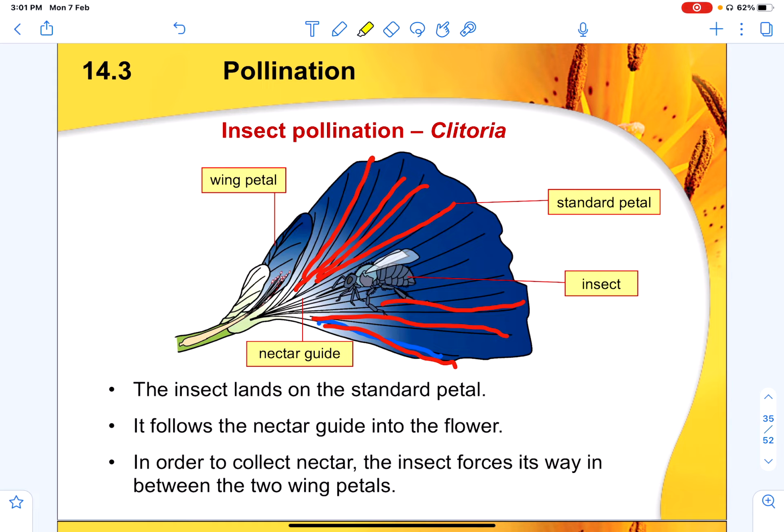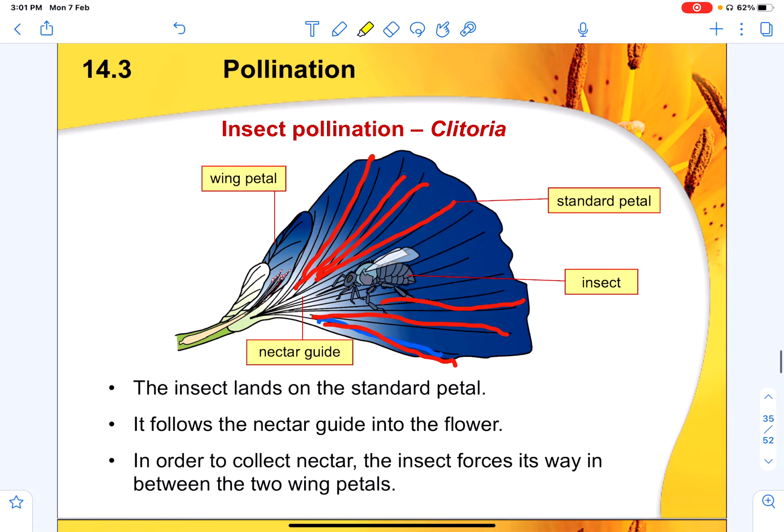So generally, the insect will follow the nectar guides into the flower, and in order to collect the nectar, the insect will force its way between the two wing petals.